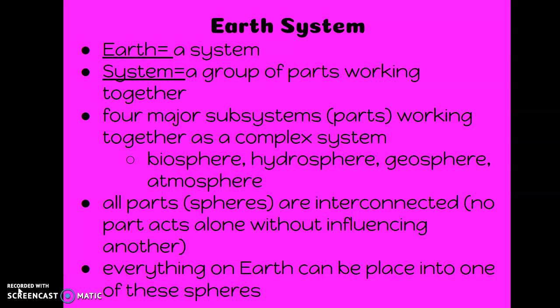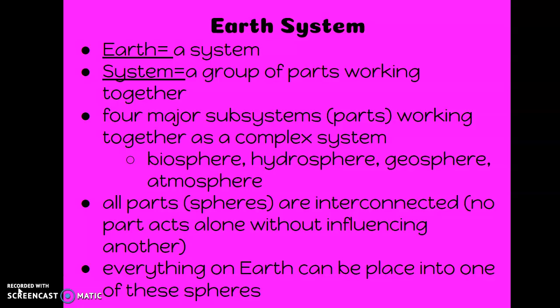Our Earth is a system of parts that work together. There are 4 major subsystems, so parts, and those are the biosphere, the hydrosphere, the geosphere, and the atmosphere. And everything on our Earth can be placed into one of those categories. Okay? If you need more time, pause my video and then push play when you're ready to move on.